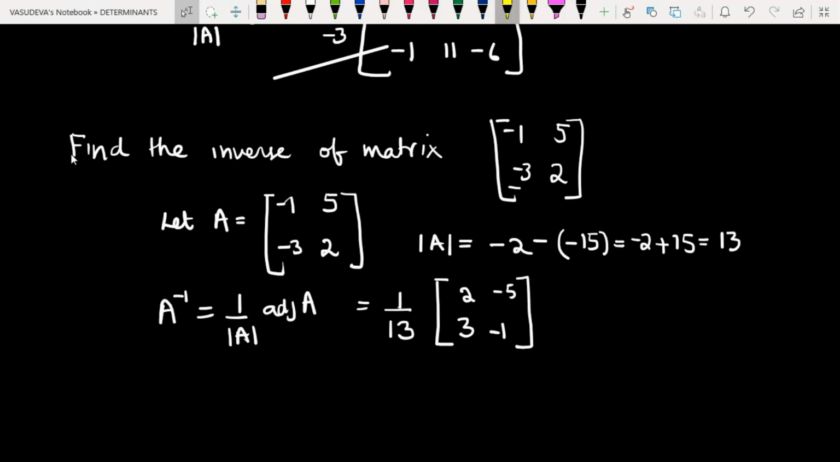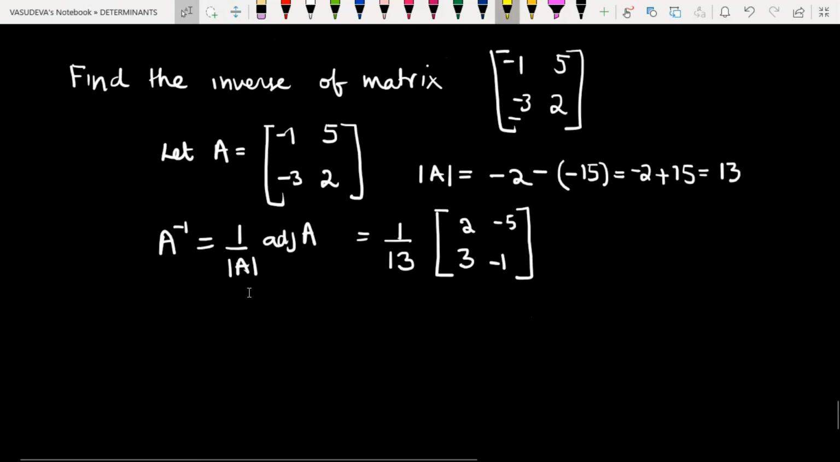So it is the inverse of the matrix A. Just interchanging the elements of the principal diagonal and changing the sign of the other diagonal, we can get the adjoint of A. By using this we can easily find the inverse of the matrix.